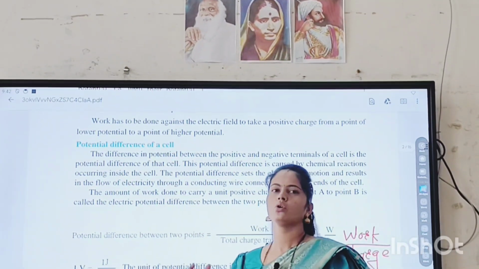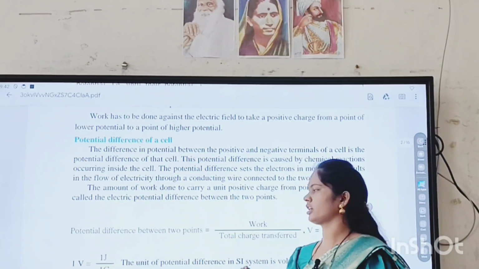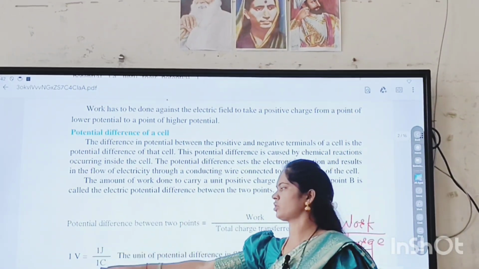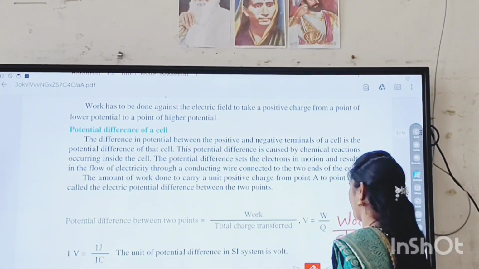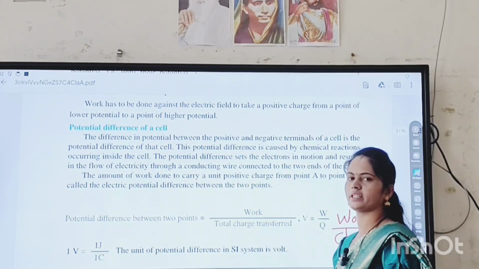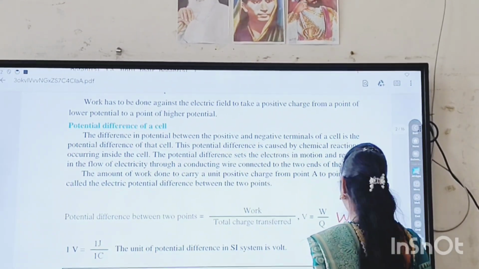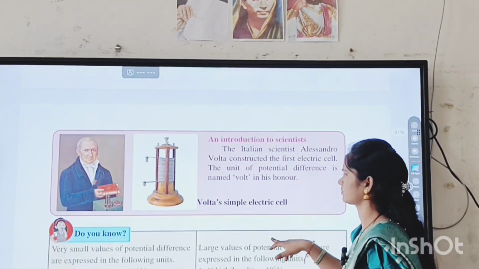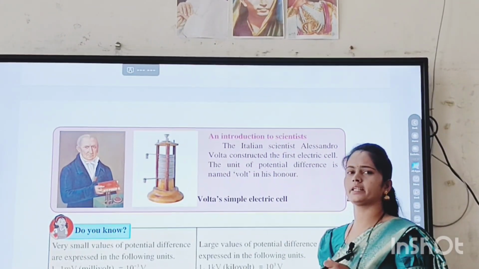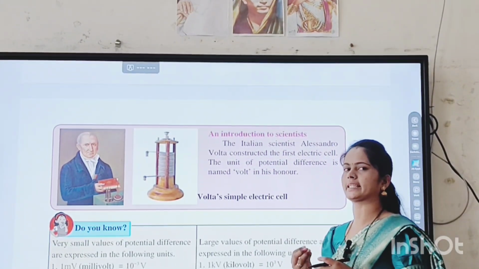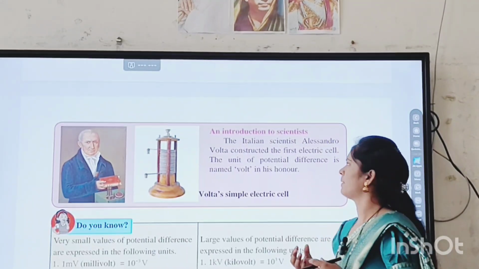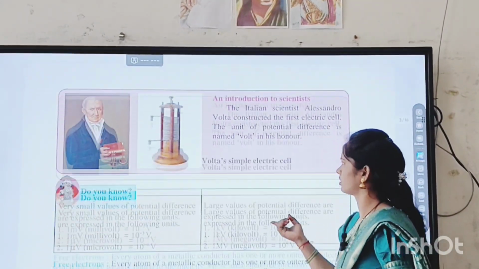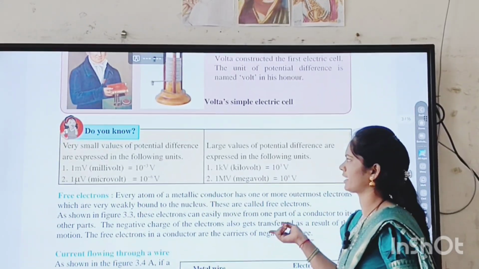And if you have to deduce the unit of potential difference, we can use this formula: 1 joule upon 1 coulomb. We get in the SI system the unit volt. Potential difference unit is volt. This is named after the scientist Volta, who first discovered the electric cell. The potential difference unit is volt in honor of the scientist Volta.